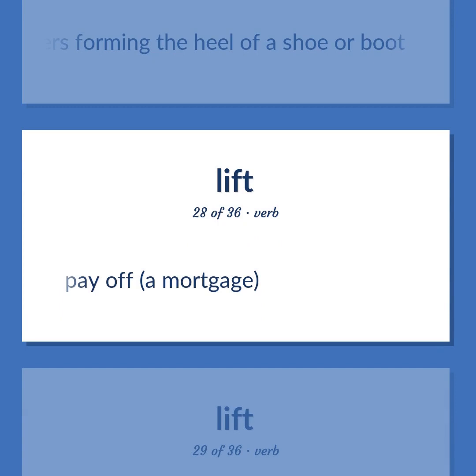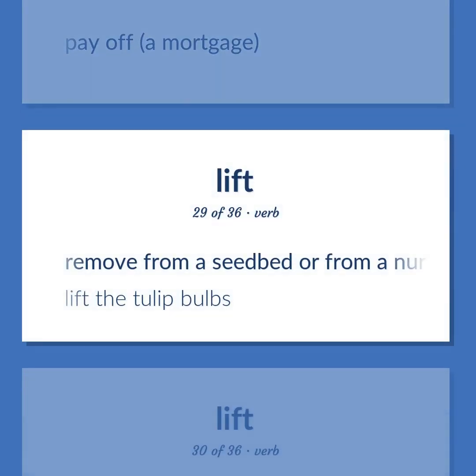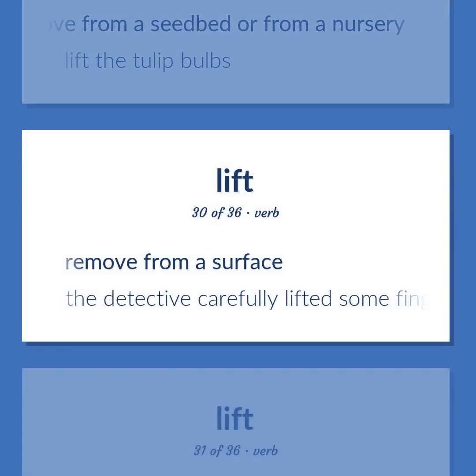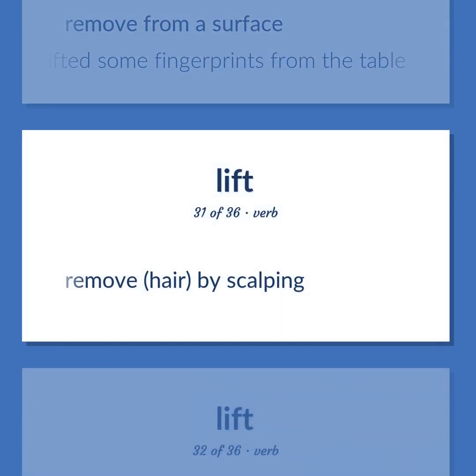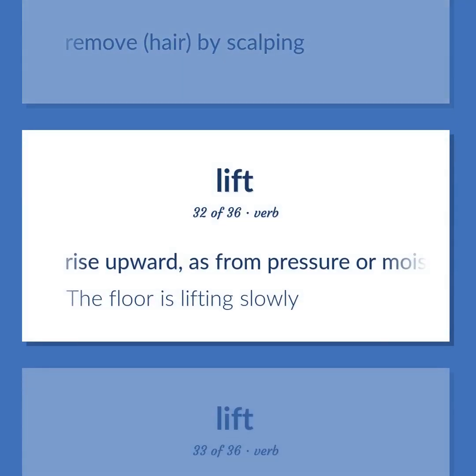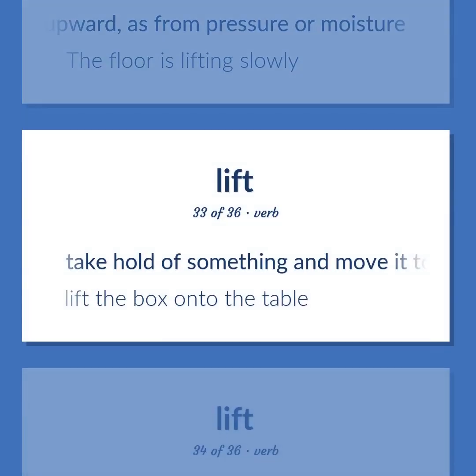Pay off a mortgage. Remove from a seedbed or from a nursery. Lift the tulip bulbs. Remove from a surface. The detective carefully lifted some fingerprints from the table. Remove hair by scalping. Rise upward, as from pressure or moisture. The floor is lifting slowly. Take hold of something and move it to a different location. Lift the box onto the table.